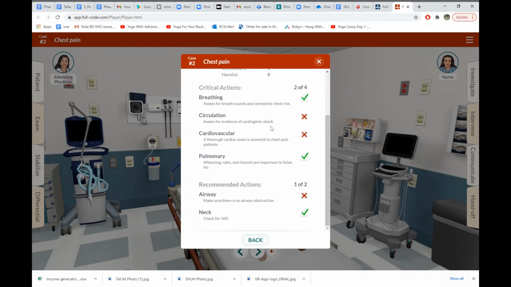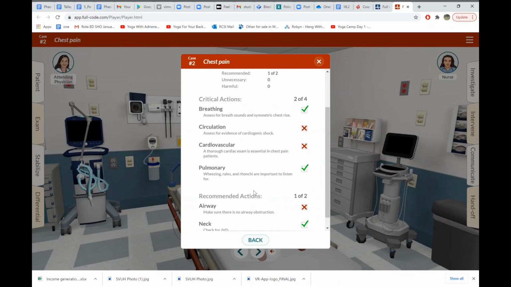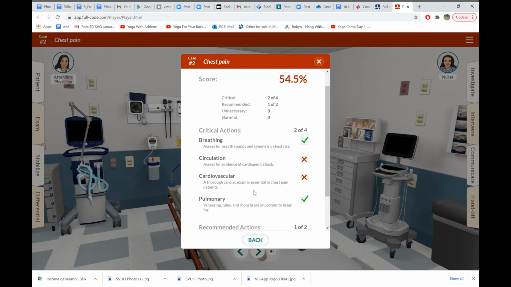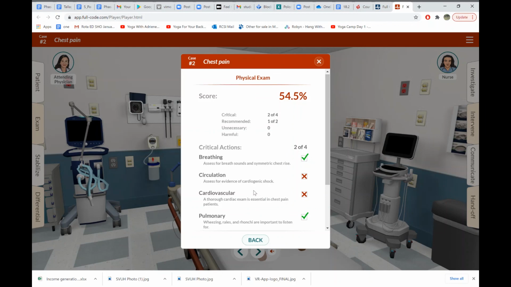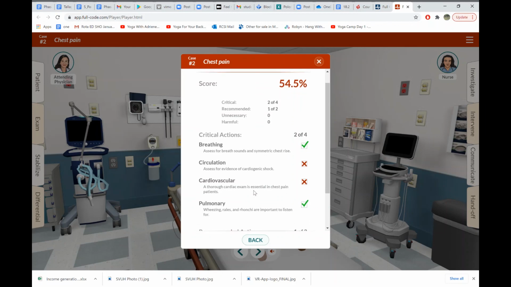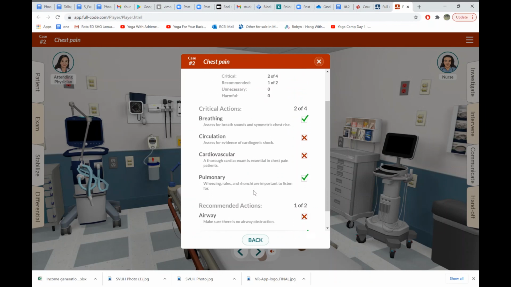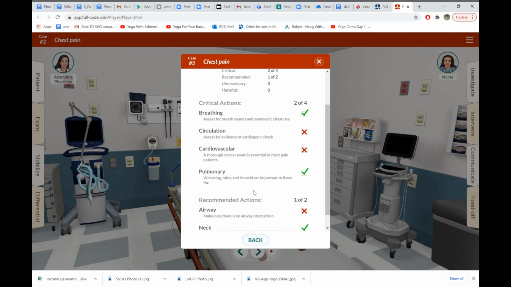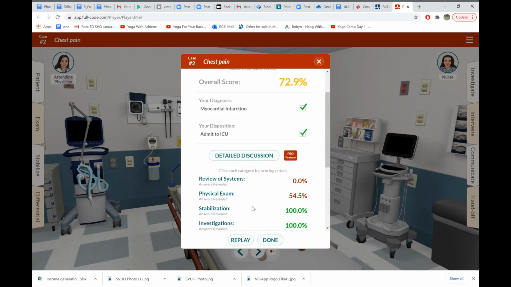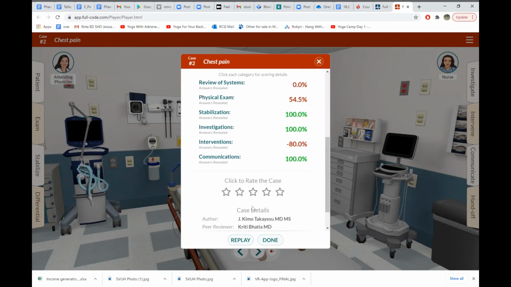Okay, then physical exam. So they wanted us to do 4 types of physical exam. Not particularly relevant, really, or helpful or valuable to a student to click breathing exam, circulation exam, cardiovascular exam, pulmonary exam. It's not that helpful. I think there's a better way of doing an exam, and I think the way that it exists in the similar scenario is better.